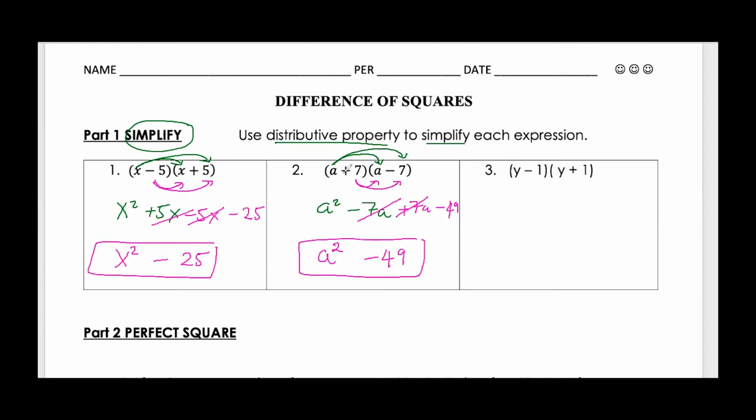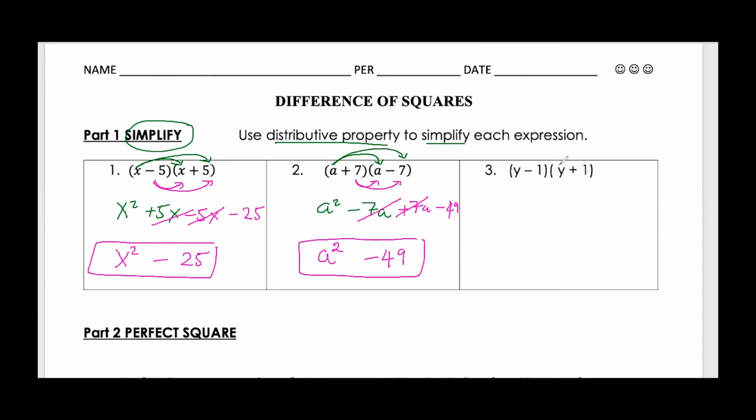The numbers are the same, but the signs are opposite. The number is the same, 5, 5, the sign is opposite. 7, 7, opposite sign. Doesn't matter which sign you go for, but the sign is always opposite. The answer always ends up with a times a, x times x, x squared.